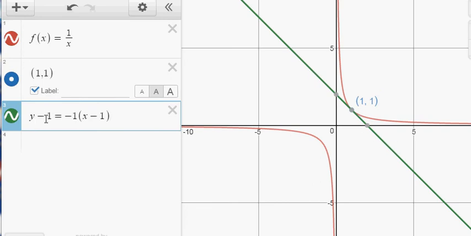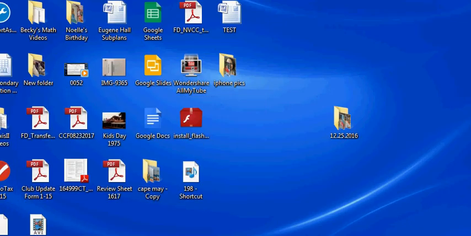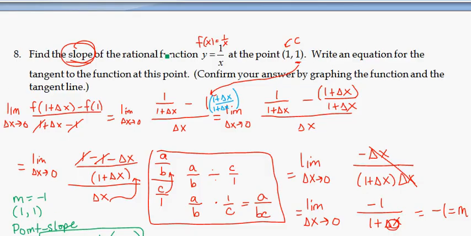By the way, if you prefer the slope-intercept form, if you simplify and bring the negative 1 over, it would be y equals negative x plus 2. If I graph that, y equals negative x plus 2, you'll see that's the same line as well. So either of those would be the line that's tangent to the function at this point.